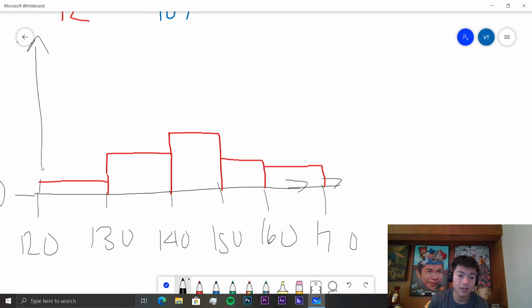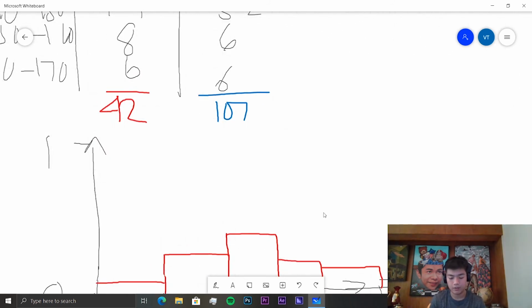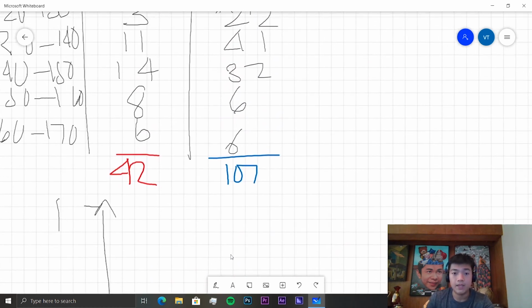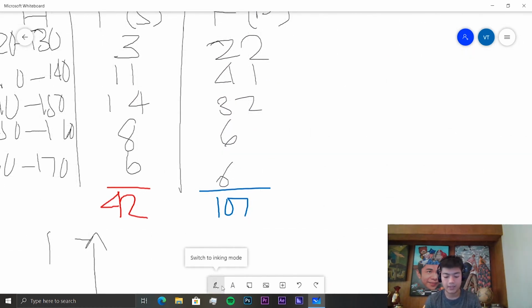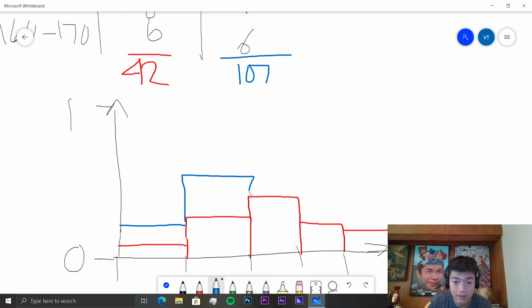So next, what do we have for Sri Lanka? For Peru, sorry. So you have 22 out of 107 kids. So that's around 20% were between 120 and 130. Around that amount. Actually a bit less. Next, we have 41 kids out of the 107 who were between the next two heights. So actually, this is a large amount. It's even taller than the earlier value, around that.